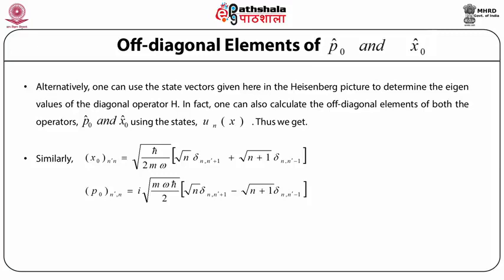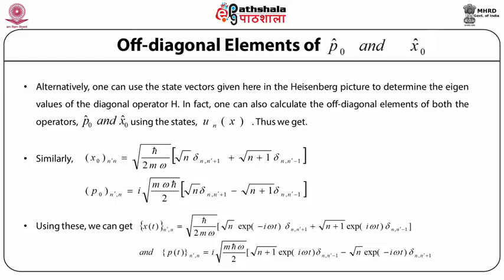is equal to i√(mωħ/2) (√n δ_{n,n'+1} - √(n+1) δ_{n,n'-1}). Here delta is actually the delta function defined for the off-diagonal elements n and n' plus 1 for the first term within the brackets and n' minus 1 for the second term within the brackets.